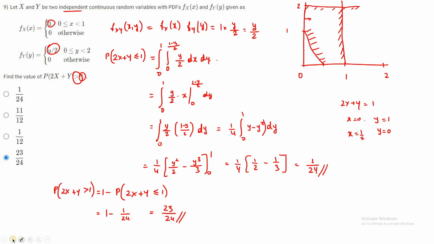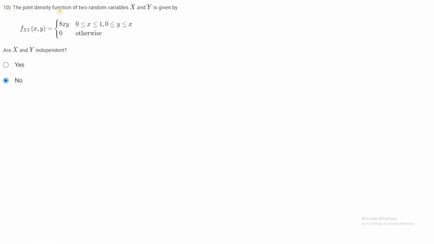So next question. Joint density function of two random variables x and y is given as fxy is 8xy. Then we have the ranges for x and y. Are x and y independent? So how to find out whether these two guys are independent or not? We shall find out the marginal PDFs of each individual x and y.